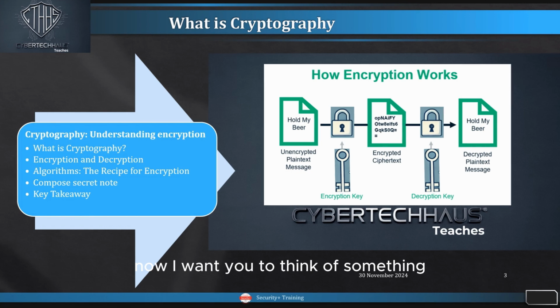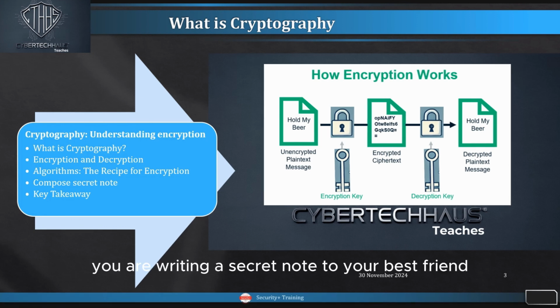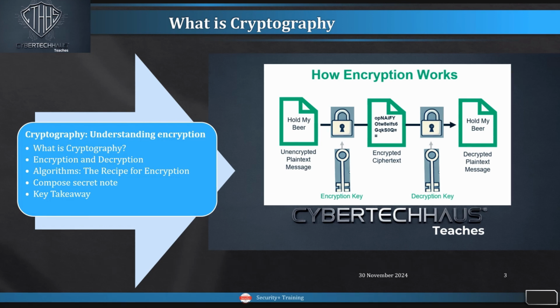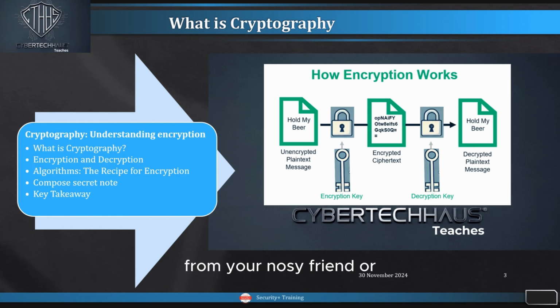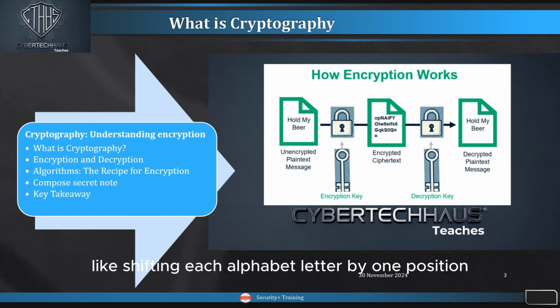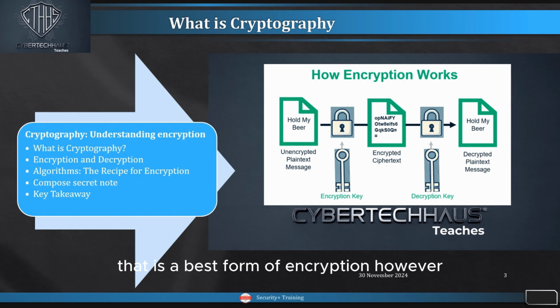Now, I want you to think of something, and I'm going to ask you a question. Imagine you are writing a secret note to your best friend. How would you use cryptography to keep it secret from your nosy friend or even your little brother? You would be correct to think that you could use a simple code like shifting each alphabet letter by one position. That is a basic form of encryption. However, we use much stronger algorithms to protect critical secrets.